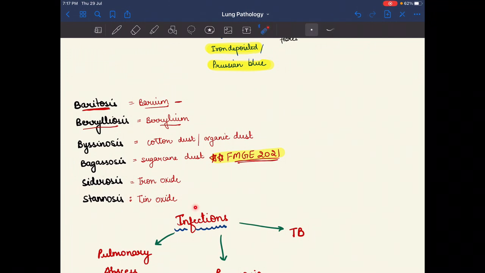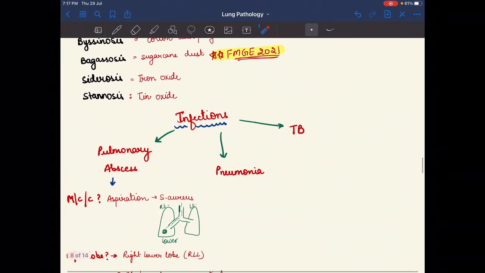And iron oxide gives siderosis. And for tin oxide we have stannosis. Tin oxide, stannosis, tin, tan. We can also remember for learning purposes that stannosis means tin oxide, siderosis iron oxide, bagassosis sugarcane dust. Byssinosis means business of cotton dust or organic dust. Berylliosis means beryllium, and barytosis means barium. So this is about the pneumoconiosis.